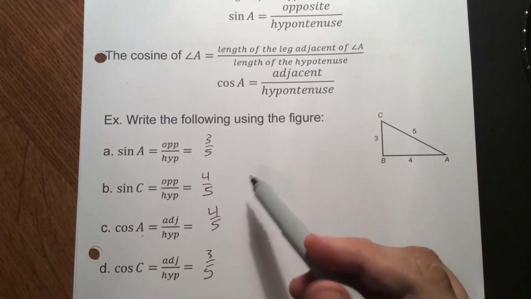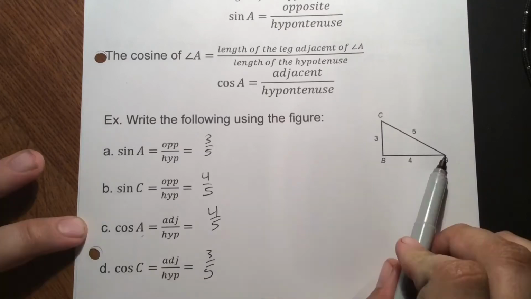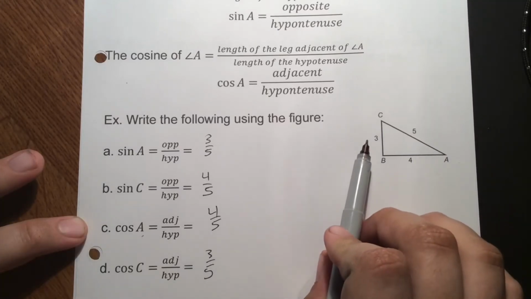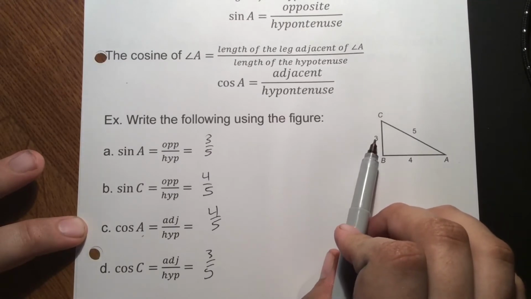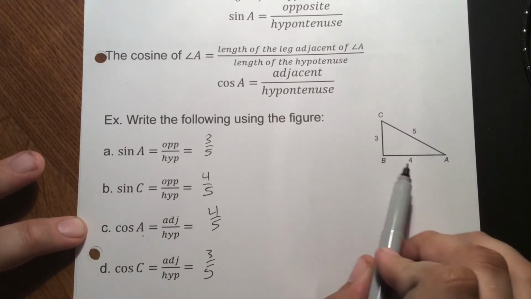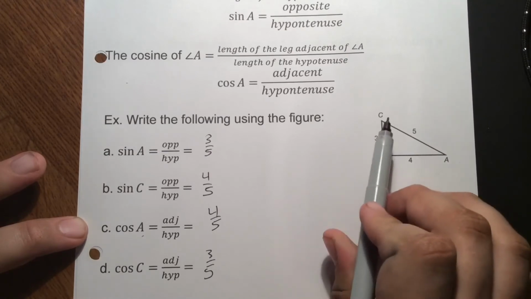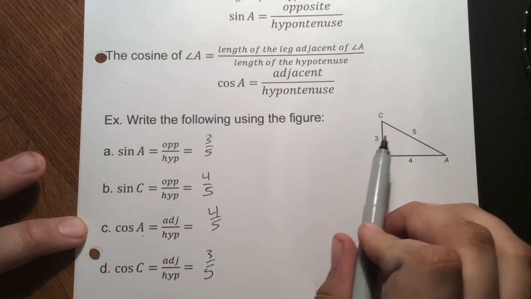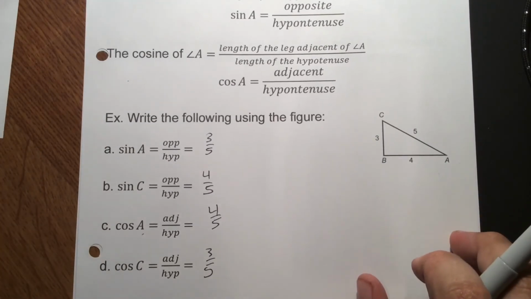So you probably notice these are tied together because if we're at A, opposite is 3, where if we're at C, adjacent is 3. So again, you can find these trig functions no matter what angle you're at, except for at B, because that's a 90. But at either one of these, you can still find any of the information you need. They all tie together.